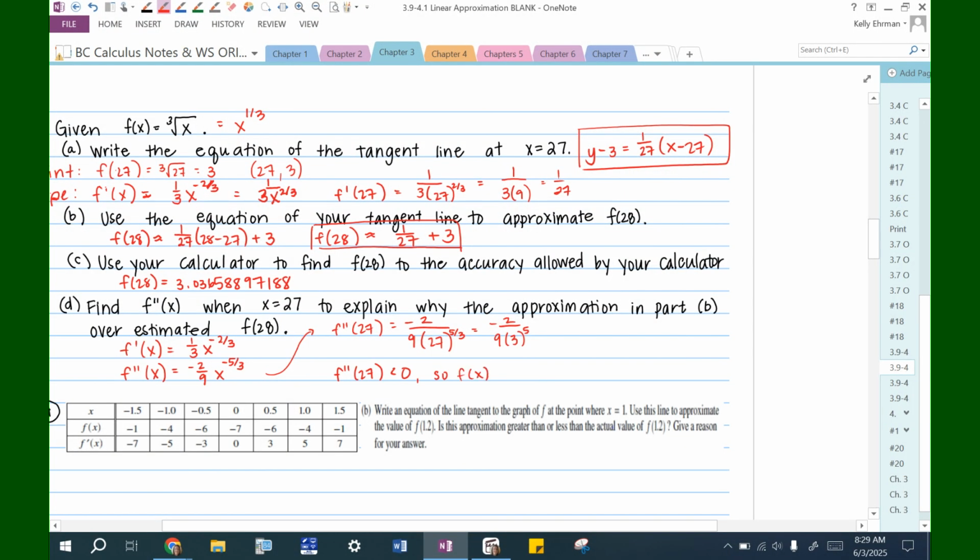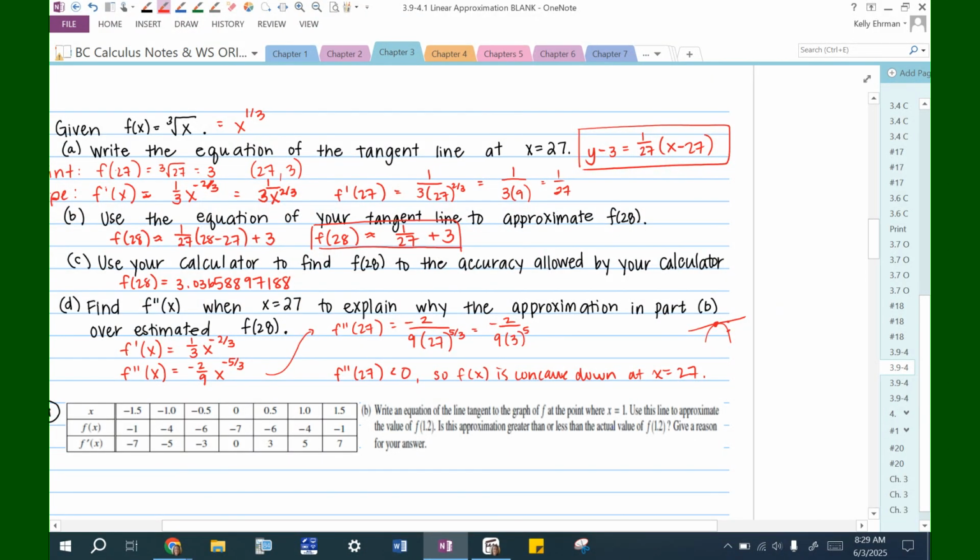So f of x is concave down at x equals 27. And why do we care about that? I always do this sketch to remind myself what's happening. Some sort of concave down section, some sort of tangent graph. So the tangent line will be above, as you stray from that point of tangency, tangent line will be above whatever the actual value is.